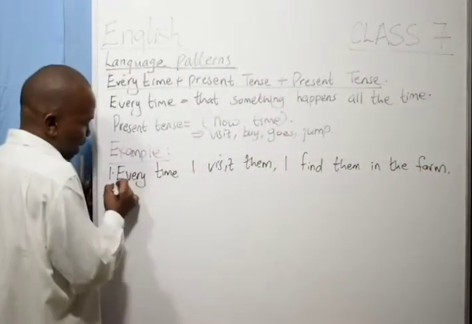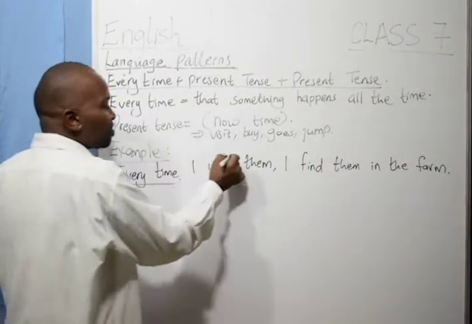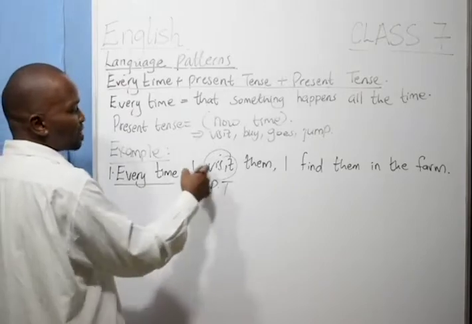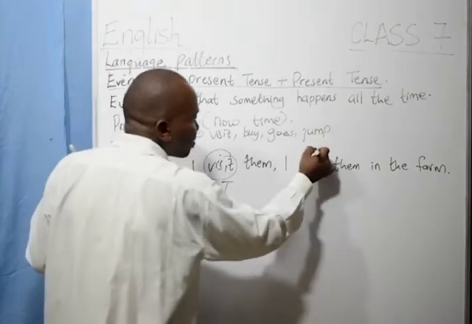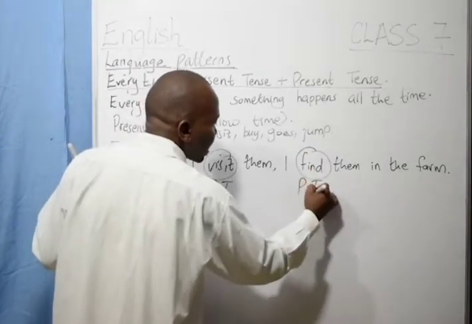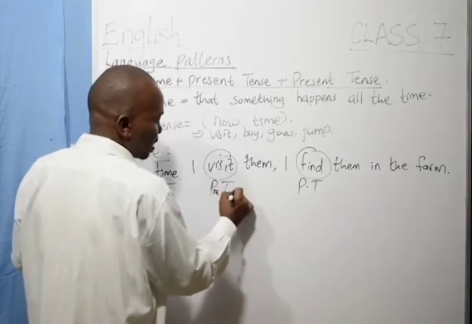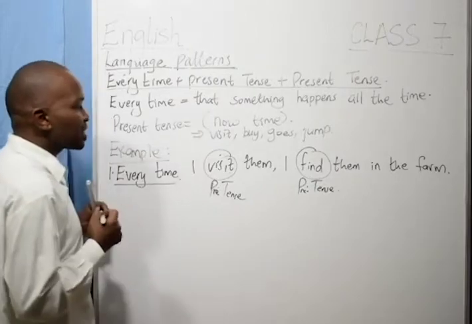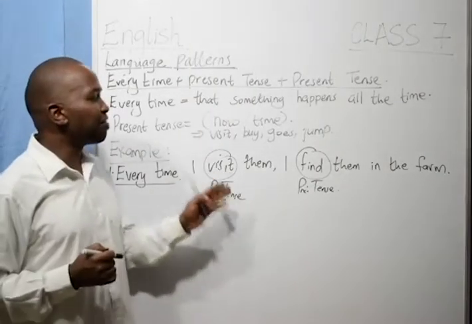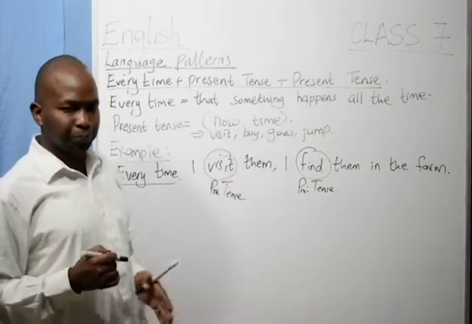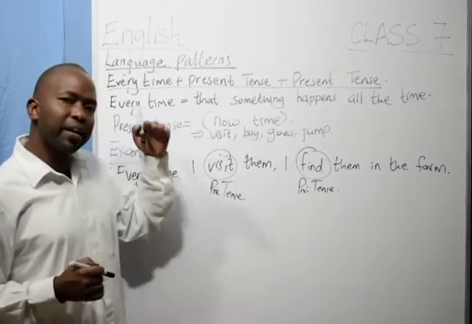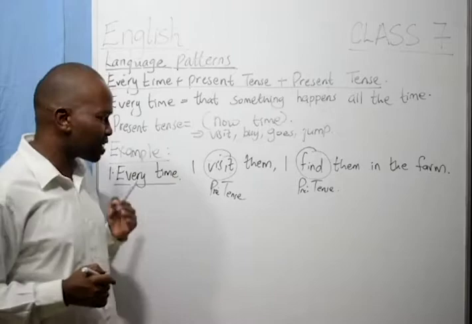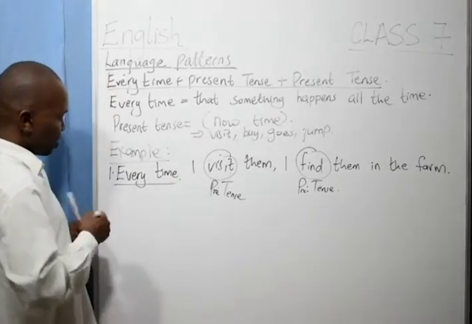Every time, happening all the time. I visit them, present tense. Every time I visit, present tense. I find, present tense. So, every time I visit them, I find them in the farm. All the time, happening all the time.